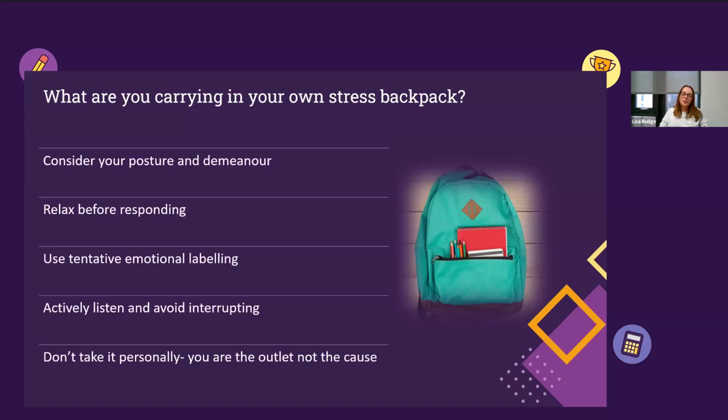Lastly, be mindful of what you're carrying in your own backpack. What are you taking into the school? What are you taking into that lesson? What are your interactions like? So consider how we're presenting ourselves. Maybe when we're asked something or when we see something unfolding, take a moment to practice our breathing before we respond. Using our emotional labeling, actively listening. Like I said, we carry a lot in our own backpack. It's important that we don't take things personally within our class. We're the outlet.